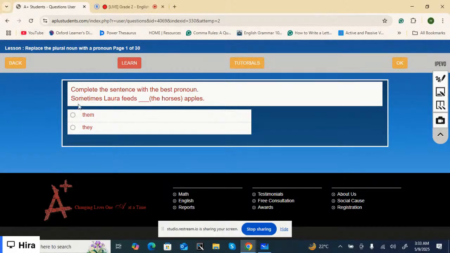Or we can just reload the page. Okay. Complete the sentence with the best pronoun. Sometimes Laura feeds blank apples. And the noun is the horses. Horses, animals, more than one. It's a plural noun. So which pronoun can take its place? Sometimes Laura feeds them apples, or sometimes Laura feeds they apples.